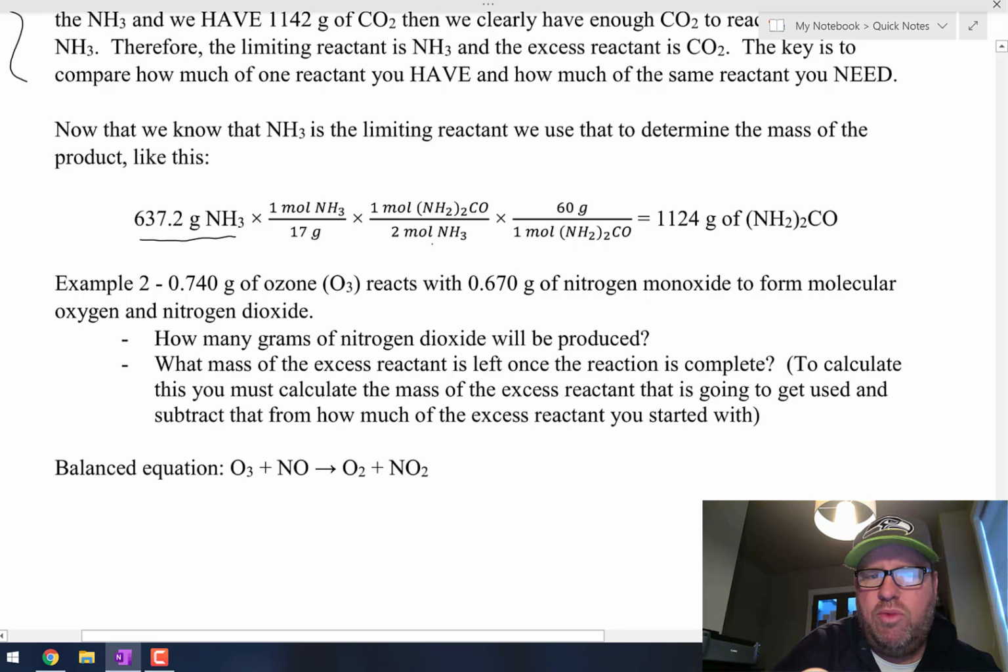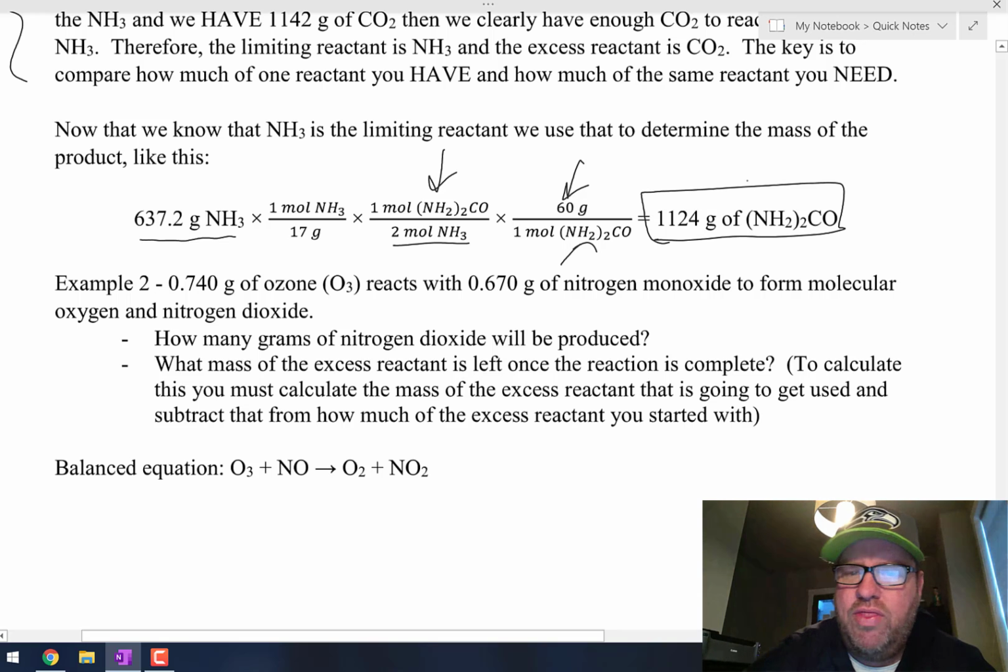17 grams, 1 mole of NH3. 2 moles of NH3 makes 1 mole of urea. 1 mole of urea has a molar mass of 60, and I get my final answer of 1,124 grams of urea.